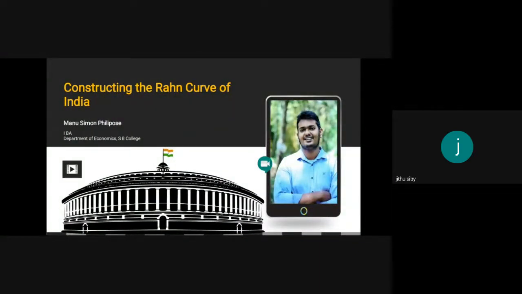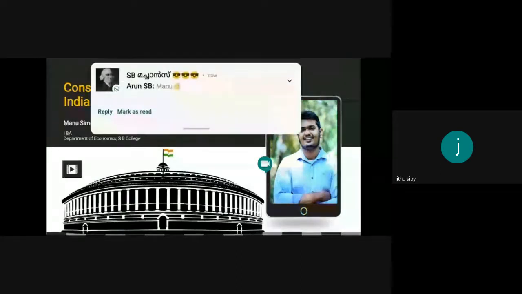Good afternoon, respected teachers and my dear friends. I am Manu Simon Philippos, First BA Economics. Today I am going to talk about the Rahn curve of India.